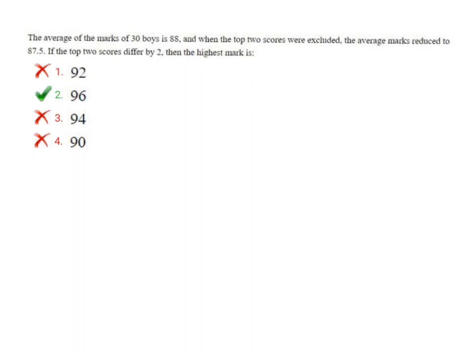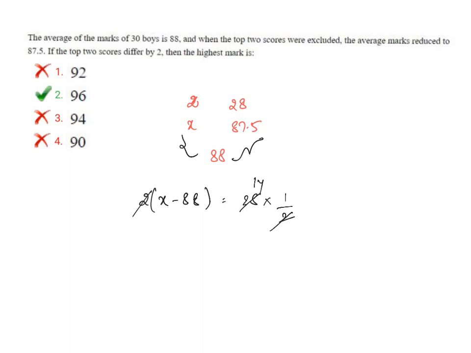Next, the average of marks of 30 boys is 88. When 2 scores were excluded, the average marks reduced to 87.5. So let's take those 2 members, their average is X. Remaining 28 members, the average became 87.5. Overall average is 88. It's a grouping method. So what we are doing is 2 into the difference, X minus 88, is equal to 28 into 0.5, which is 1 by 2. Therefore 2 ones are 2, 14s are. Again 2 ones are 2, 7s are. X is equal to 95, the average of the two numbers.